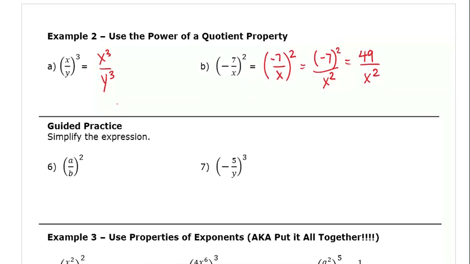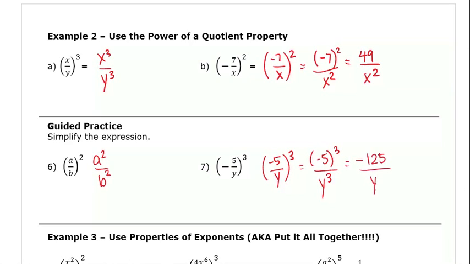For number 6, all we do is apply the squared to both pieces, so it's a squared over b squared. For number 7, just like b up here, I'm going to stick that negative up with the 5 for now. When I split it up, that cubed gets applied to both pieces. Negative 5 cubed is going to be a negative 125 over y cubed.